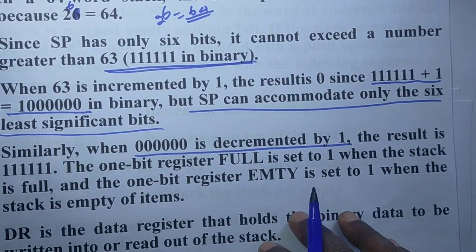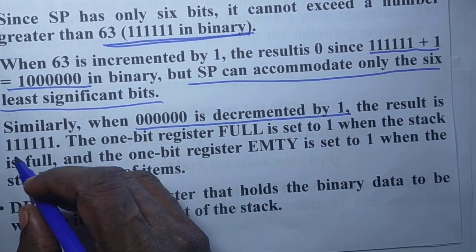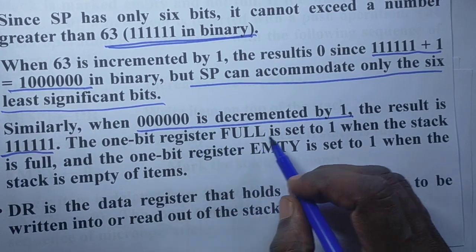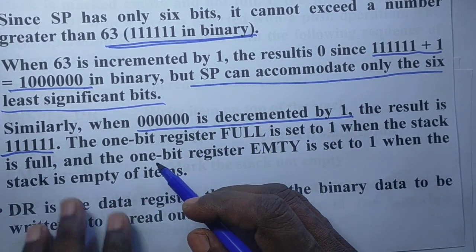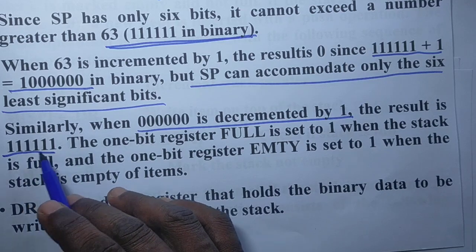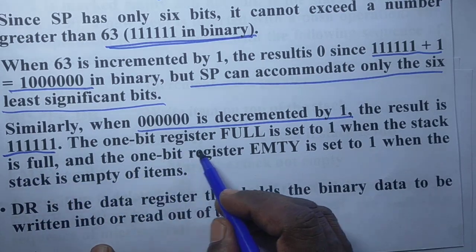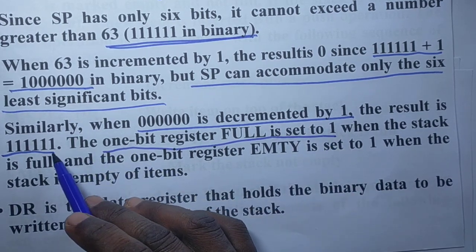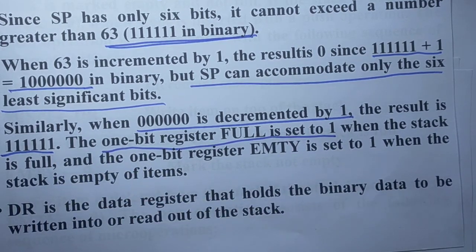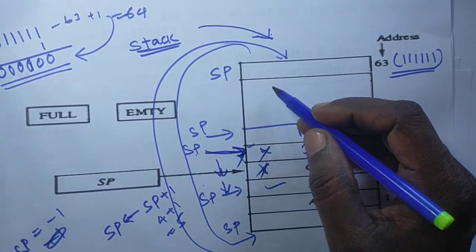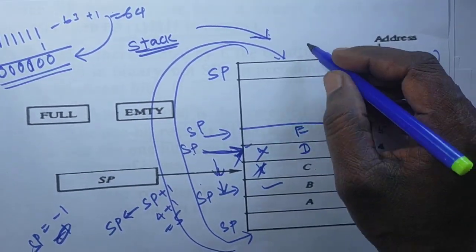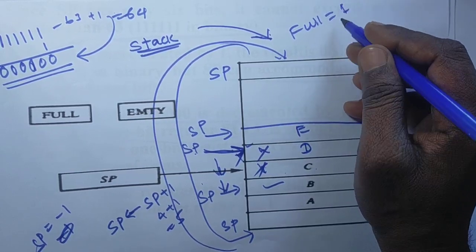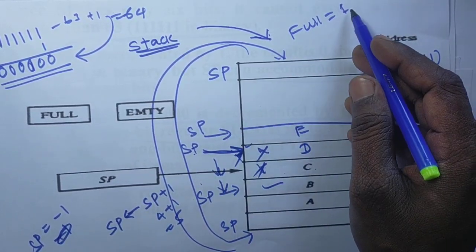And in that case what happens? Suppose the SP position is 0 0 0 and it is decremented by 1, so automatically it will come to 63. And for the 1 bit register, what happens? Full is set to 1. Once SP reaches here, then we can write full is equal to 1, because the stack is totally full, so full is 1.